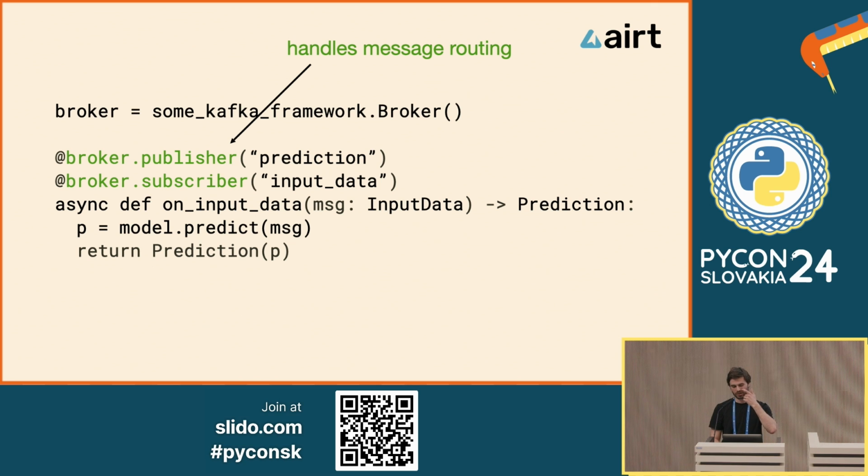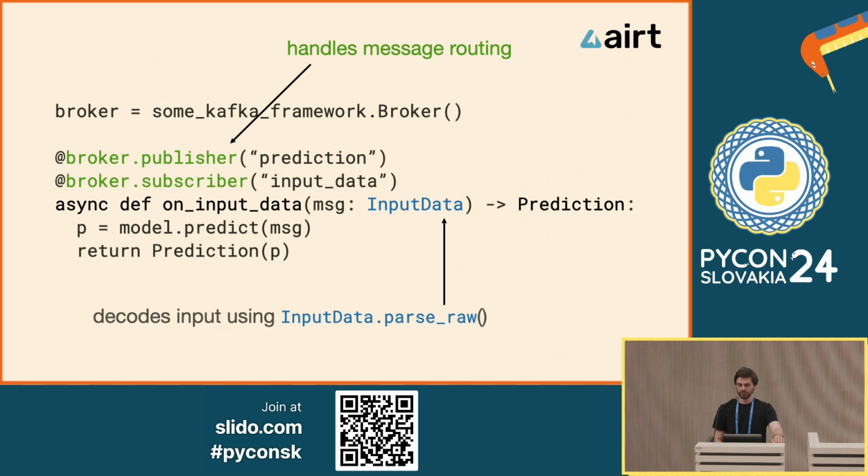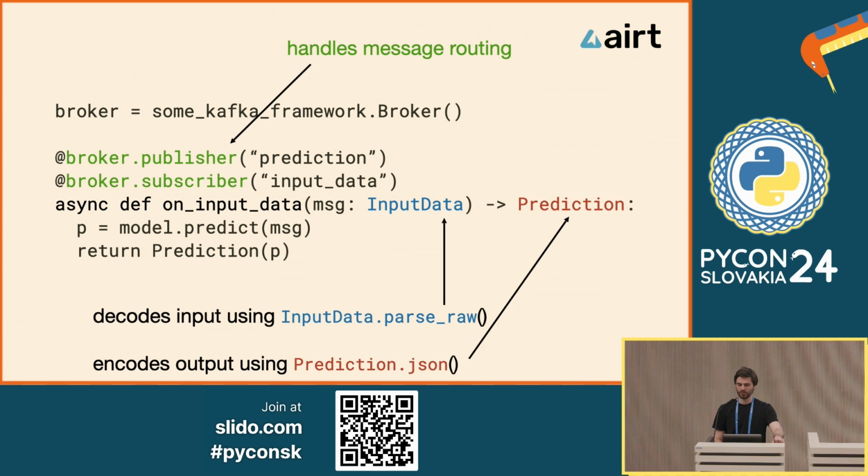So the publisher and the subscriber decorators would handle your message routing. And inside of it, the input data would be parsed from the Kafka messages. And when you return a prediction of your model, it will be encoded into JSON or some other format and produced to a prediction topic. Guess what? It didn't exist. So we decided to join our forces and to develop Fast Kafka.